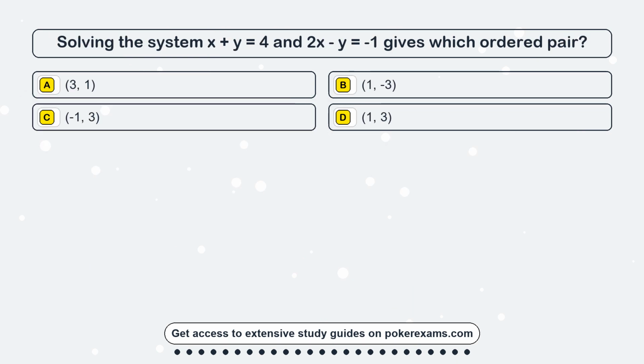Question 12. Solving the system x plus y equals 4 and 2x minus y equals minus 1 gives which ordered pair? Option A, 3, 1. Option B, 1, minus 3. Option C, minus 1, 3. Option D, 1, 3.